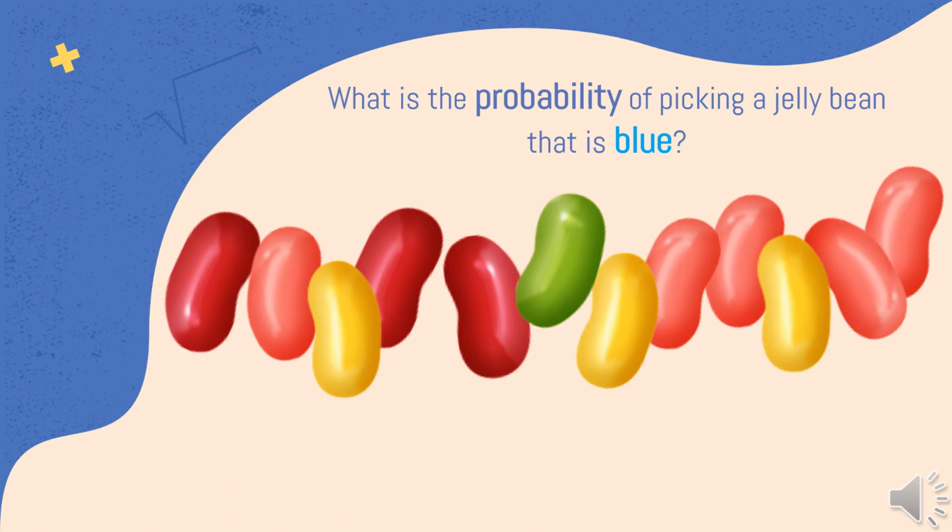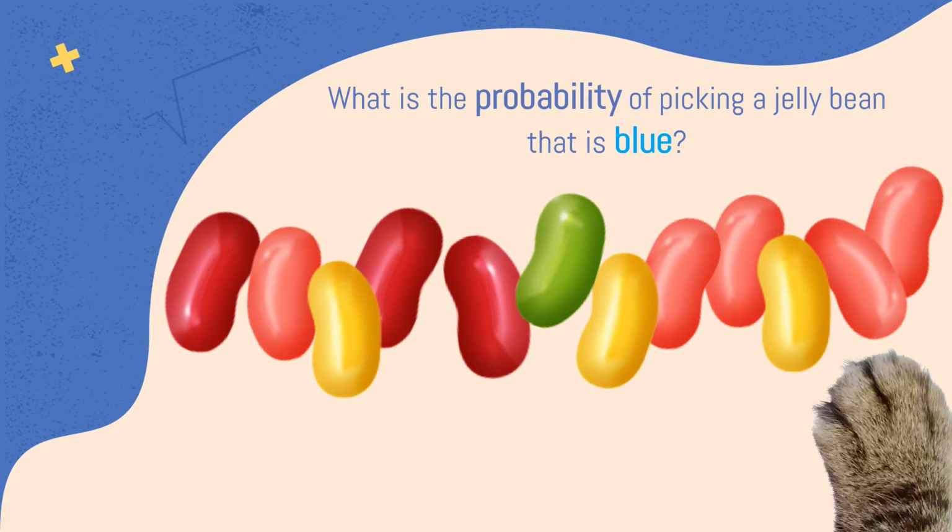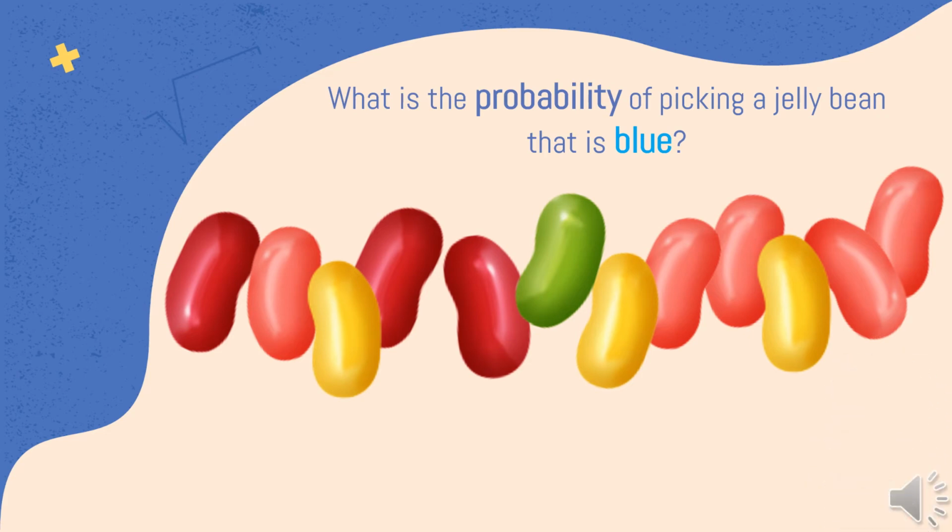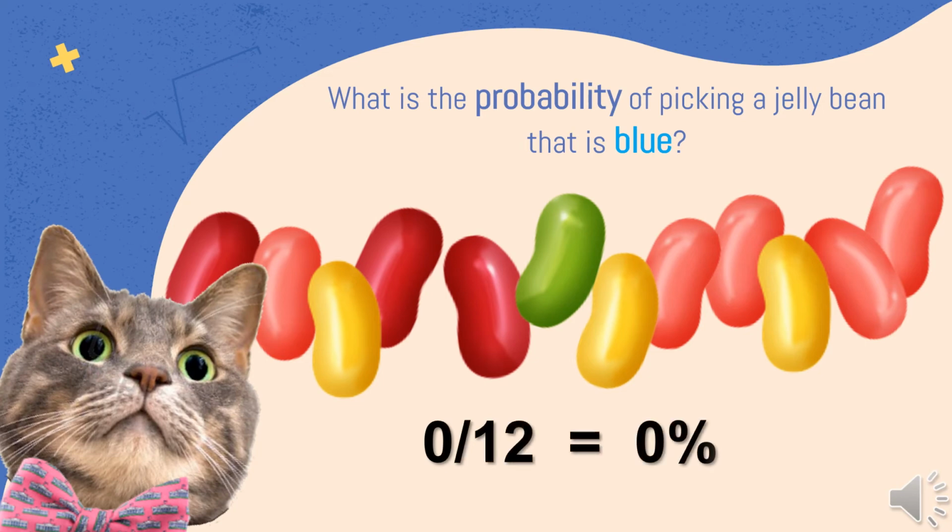What is the probability of picking a jelly bean that is blue? Wait, this is another trick. There are no blue jelly beans. So 0 over 12, which equals 0%. So the probability of picking a blue jelly bean is 0.